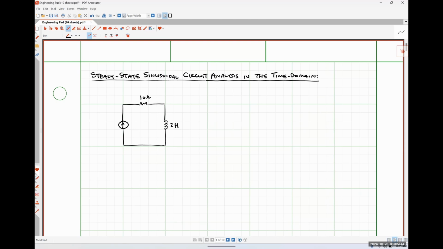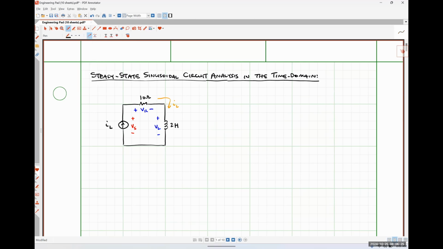I'm going to define the voltage drop across the resistor like so, the voltage drop across the inductor like so, and our single current that's flowing around here, our inductor current, like so. One last thing I'm going to do here is define a voltage drop across my source. Okay.